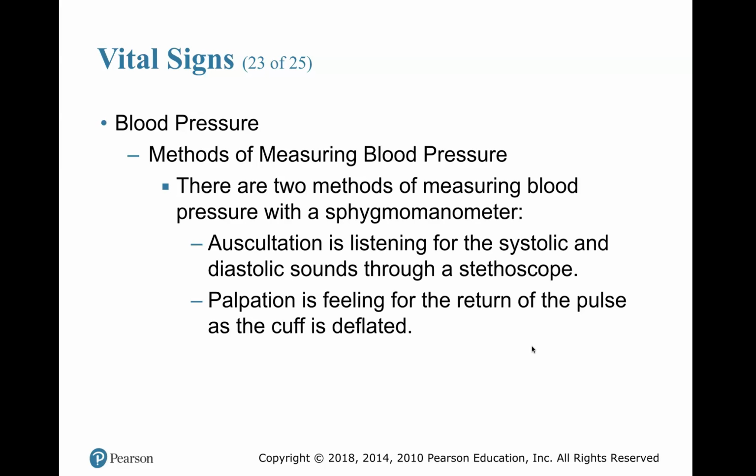The two methods for measuring blood pressure are auscultation, which is done with a sphygmomanometer. Sphygmomanometer. Say that 5 times fast. Auscultation is listening for the systolic and diastolic sounds through a stethoscope. And palpation is feeling for the return of pulse as the cuff is deflated.